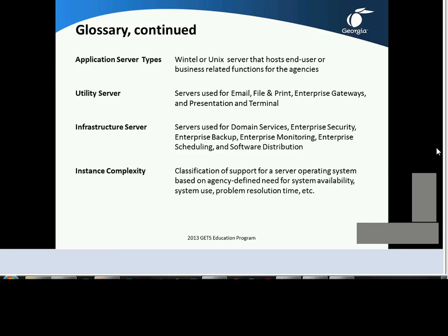And finally, we have instance complexity, which is the classification of support for a server operating system based on agency-defined need for system availability, system use, problem resolution time, etc. Now, that is a lot of information, but we're going to touch on that through the rest of the presentation, so hopefully we made it more clear.